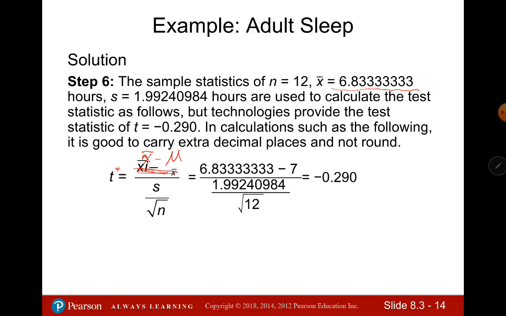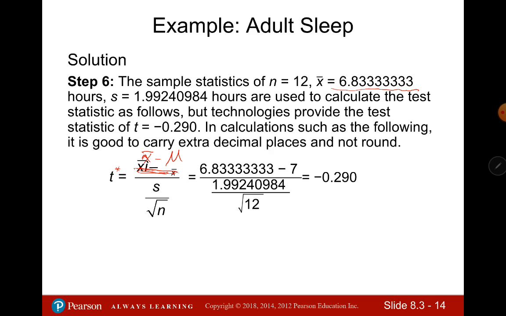Then we check the denominator here. The denominator is also from your sample. We just use S to estimate sigma, because sigma is unknown here. We're going to use S. So here is the S. And the sample size is just N, which is how many values in our sample, that is 12. So after that, we use the calculator to get the value of the test statistic.